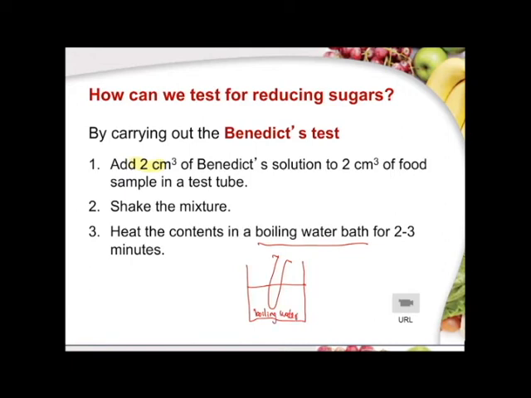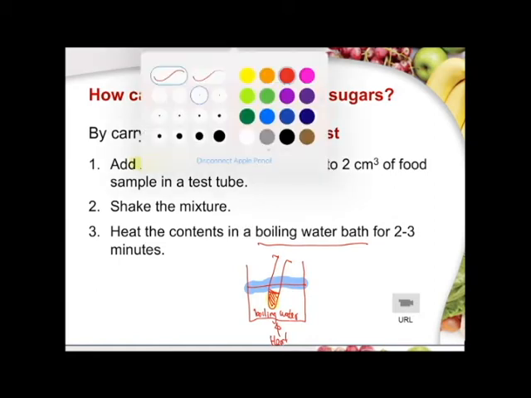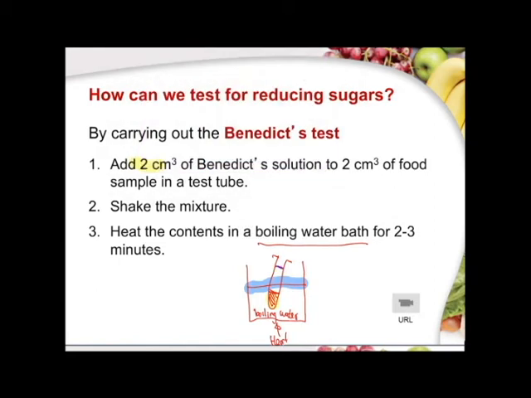So what is a boiling water bath? How is it different from heating? A boiling water bath means that within a beaker, there's already boiled water, and you put your test tube in. So boiling water, and maybe heat is here. This is a boiling water bath. And make sure when you do your practical, whatever contents are in the test tube have to be lower than the water level in the beaker. This helps to ensure that all the contents are actually undergoing boiling in the water bath.